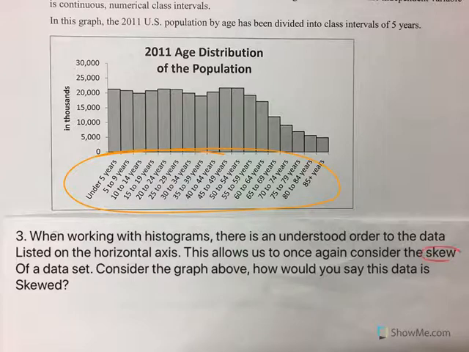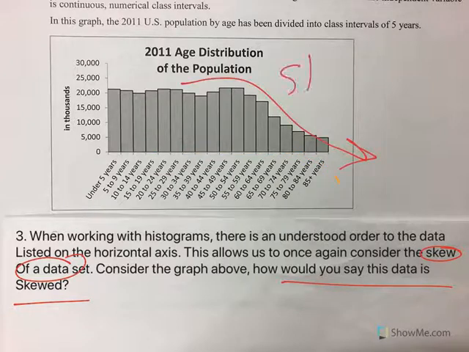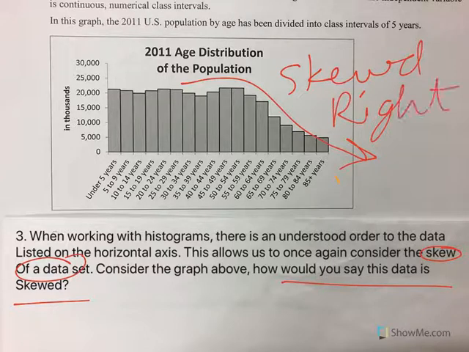So then we can talk about the skew of the data set. Which way is this skewed? Well, when we're talking skew, we're talking about which way it tails off. This graph tails to the right, so we would say this is skewed to the right. So you always look at where it tails off and kind of goes into the sunset.